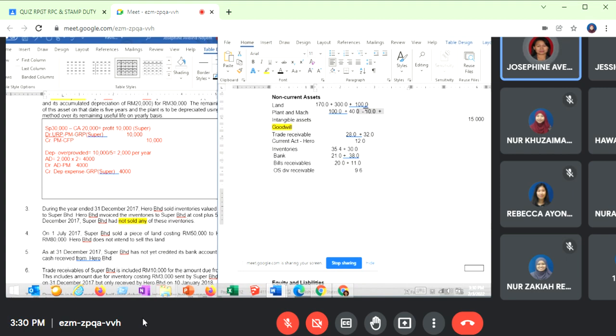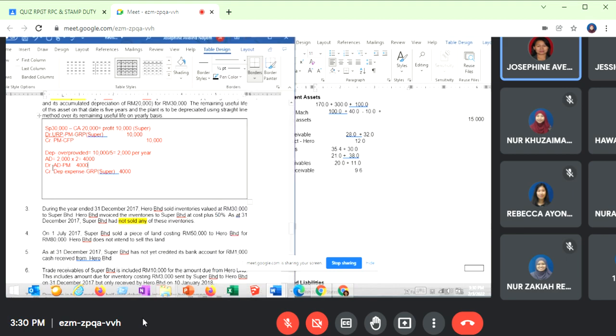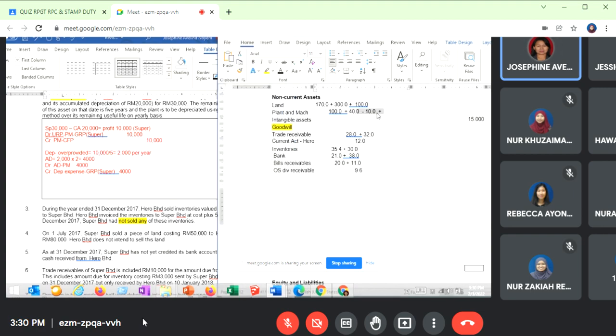And then you go down to this. You see here, the accumulated depreciation means the carrying amount of your plant and machine will increase, because the depreciation is reduced. So you plus 4. Plus 4 to the accumulated depreciation.